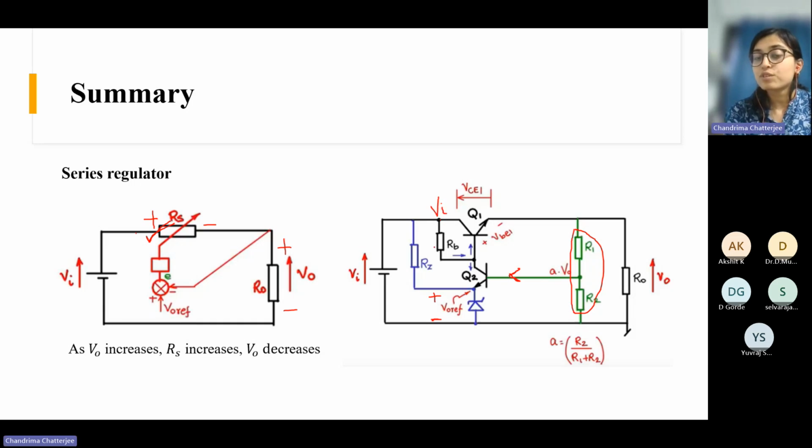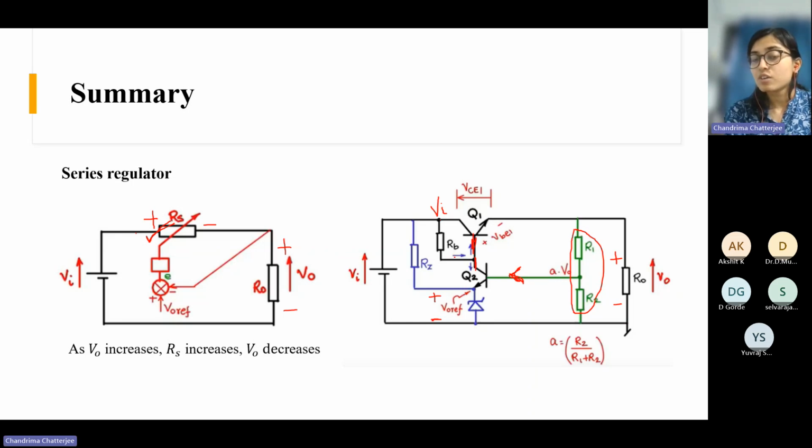So some current flows through RB, and this current gets divided in two parts. One through the base drive of this BJT, another here in the collector. As soon as the output voltage increases from its actual value, from the reference value, the base drive of Q2 also increases. As the base drive of Q2 increases, the beta IB also increases, right? The collector current of Q2 also increases as the base current increases.